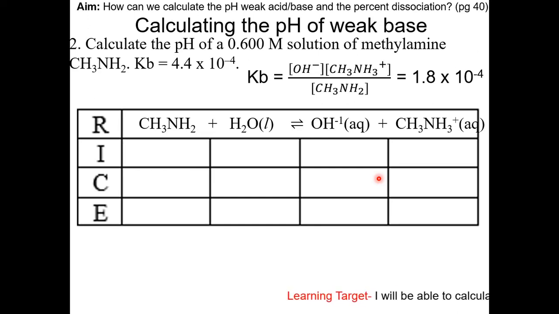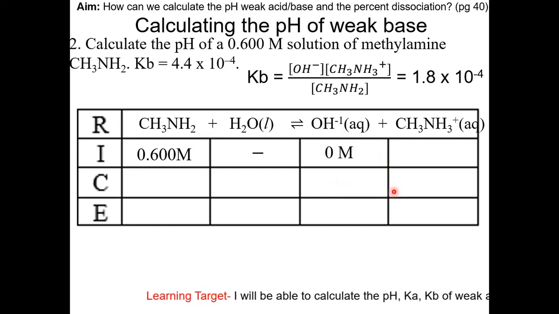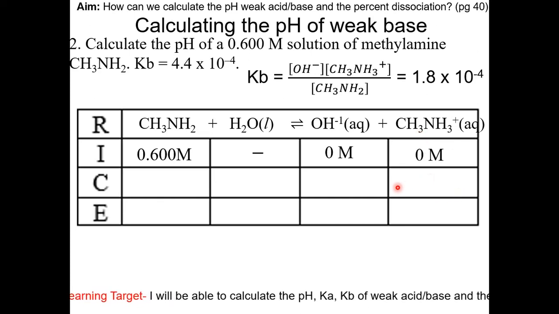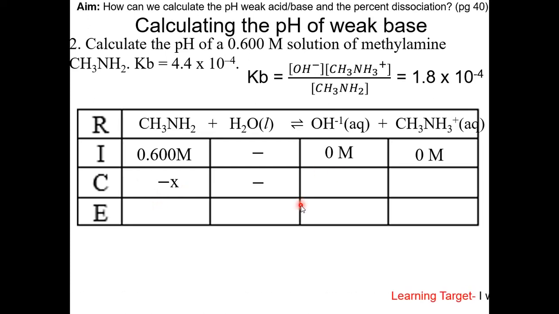We're given the initial concentration of methylamine to be 0.6. We're going to ignore H2O. The initial concentration of hydroxide will be 0 molar, and the initial concentration of the conjugate acid of methylamine is also 0 molar. Since the products are 0 molar, equilibrium will shift to the right. Therefore, the change in concentration of methylamine will be minus X. The change in concentration for the products is plus X each.